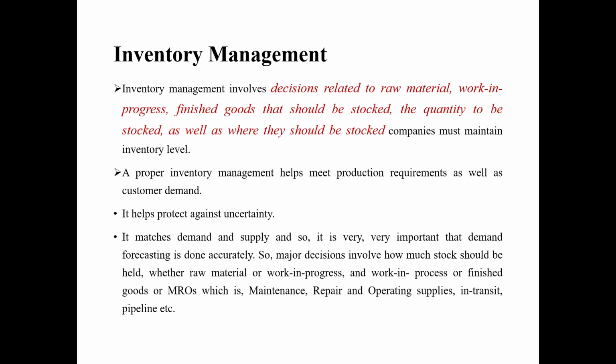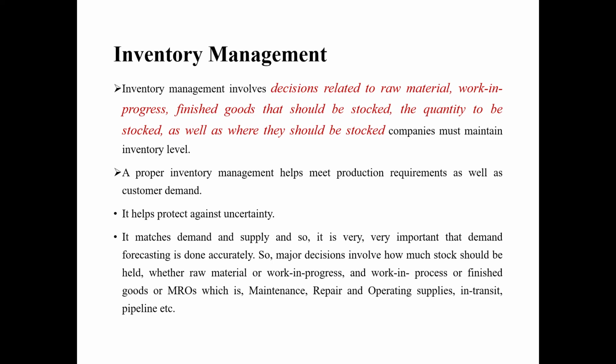So the decisions related are how much raw material should be there, how much work in progress inventory should be there, how much finished good should be there, so that we are able to meet the consumer demand, so that there is no shortage or no overstocking. So what inventory management does is it helps you in meeting the production requirement as well as the customer demand. It protects against uncertainty. It matches the demand and supply.